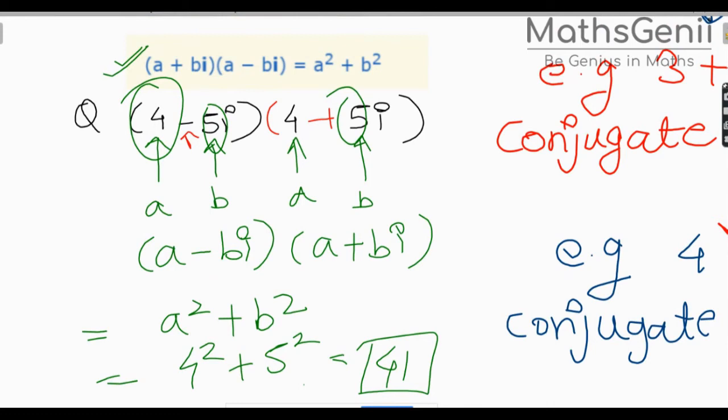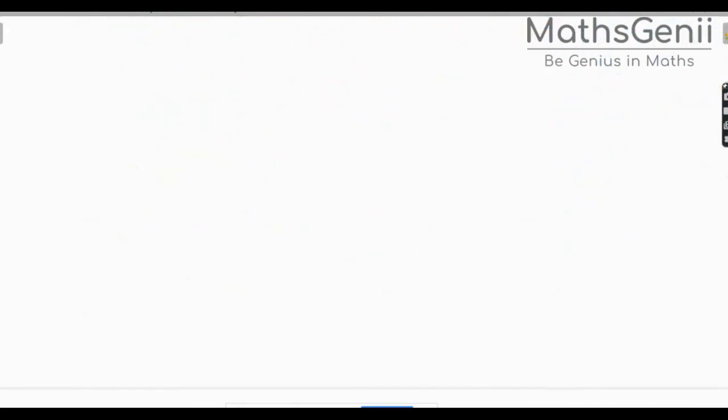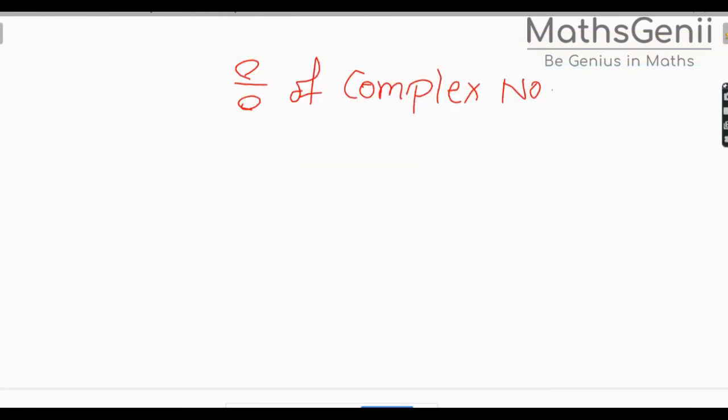Okay, now let's look at how to divide. How do you divide a complex number? Division of complex number. What is the hint? Conjugate. In division, what I have written in hint is conjugate. Now let's use this hint and solve the question. So this is your question, for example.